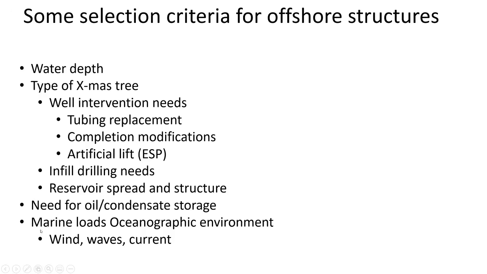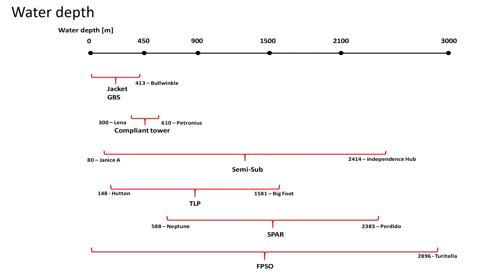And another factor that is used is the marine loads, especially the oceanographic environment: depending on the place where the structure is supposed to be, how wind, waves, and current affect the design. So let's go one by one. So the water depth, here you see a sketch. This I think is updated from 2 years ago. So you see a sketch where on the x-axis you have the water depth up to 3,000 meters, and then you see all the different structures where they're used.